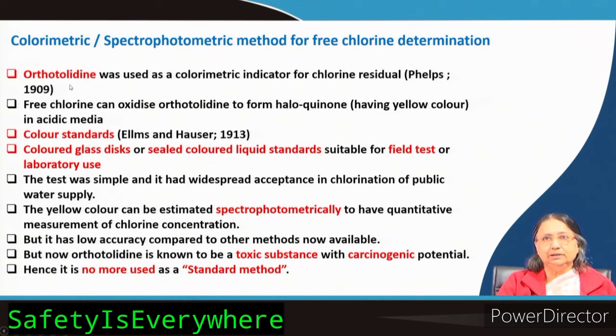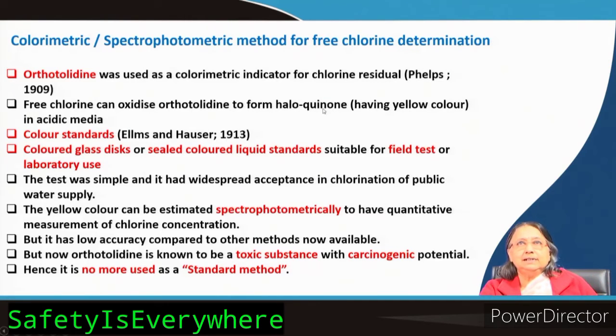Orthotoluidine, not toluidine. Toluidine is something else. Orthotoluidine was used as a colorimetric indicator for chlorine residual. You see the year 1909. So Phelps, very old method. Free chlorine can oxidize orthotoluidine to form a haloquinone. Quinone, I told you sometimes it has color, having yellow color in acidic media. Okay, free chlorine can do this.